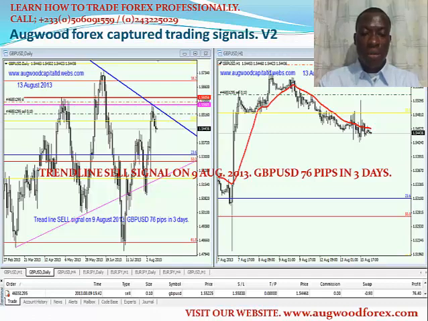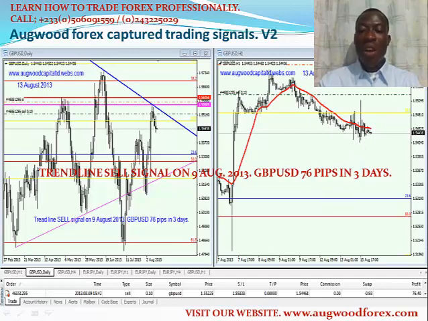Augwood Forex. Now when you engage us to learn, this is what we have for you. We basically trade signals. From here you can see a trend line sell signal on the 9th of August 2013 on pound USD. It made 76 pips in 3 days. This is a trend line. The price rose and then touched the trend line and gave us a confirmation for a sell, and the price took 3 days and was still dancing here. So that's to tell you that the way it's moving shows that the sell momentum is getting over.